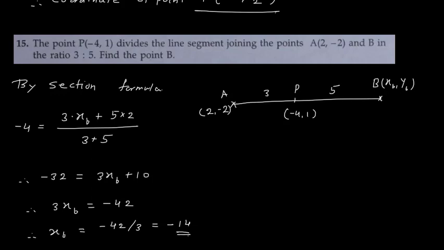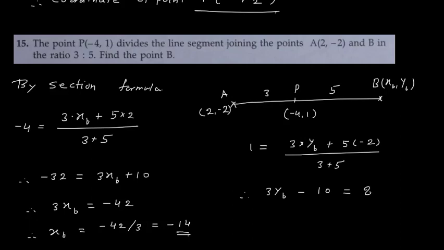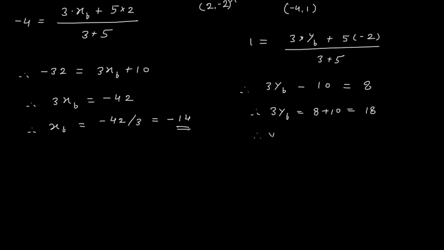And similarly here you have 1 equal to 3 into yb plus 5 into minus 2, whole divided by 3 plus 5. So therefore you can say that 3yb minus 10 is equal to, 5 plus 3 is 8, 8 into 1 is 8. So therefore 3yb is equal to 8 plus 10. 8 plus 10 is 18. So therefore yb is equal to 18 divided by 3, which is equal to 6.